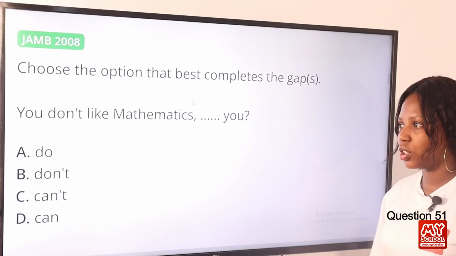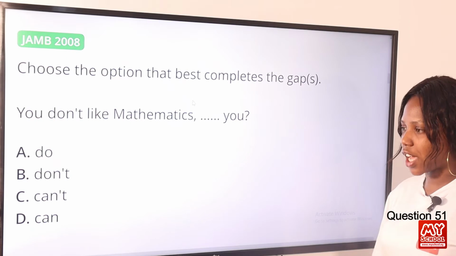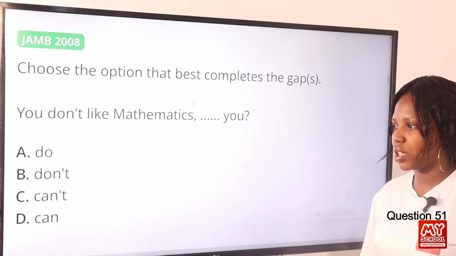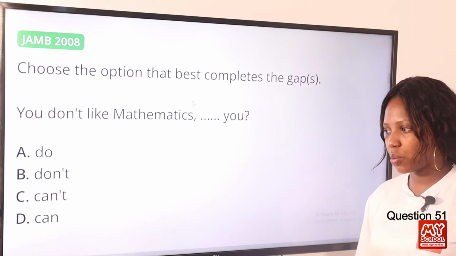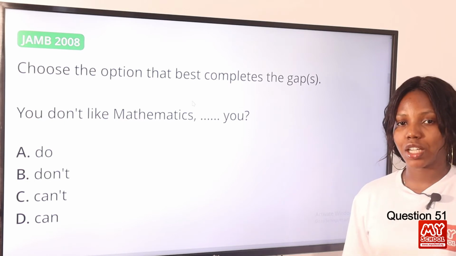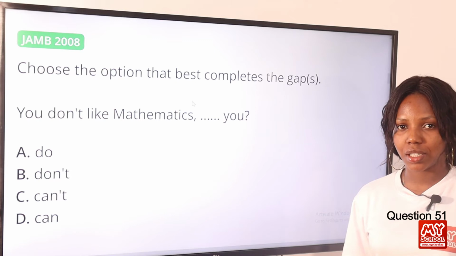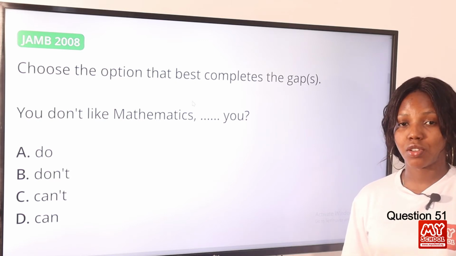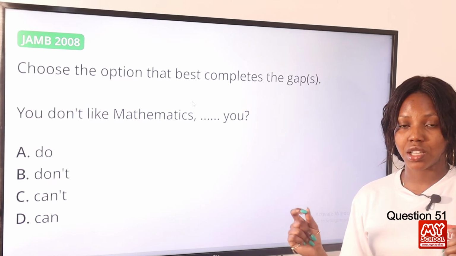Question 51. You don't like mathematics, dash you. Option A, do. Option B, don't. Option C, can't. Option D, can. The answer to this question is option A, do. Now in our topic videos, we've looked at question tags and we've talked about the features of question tags. That is, it consists of a statement and a tag question.